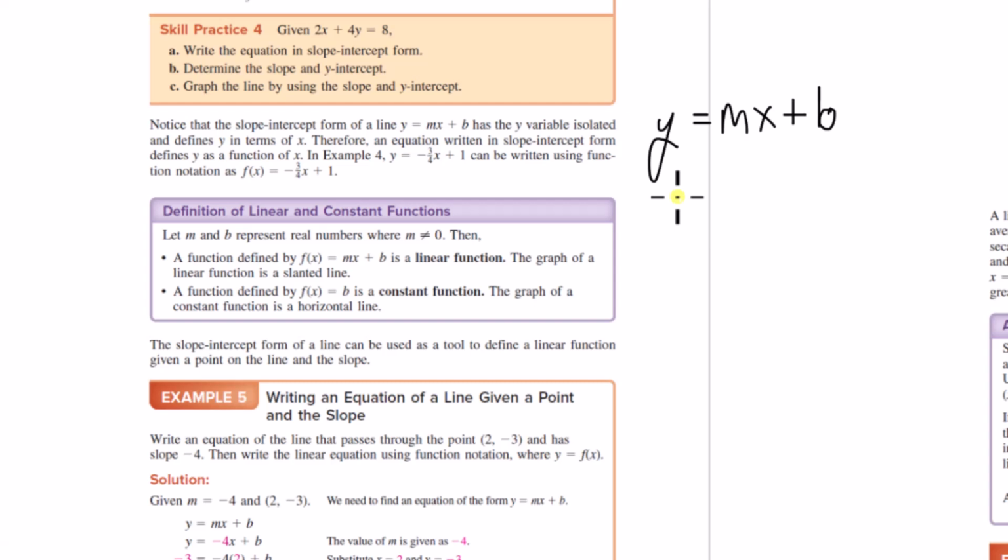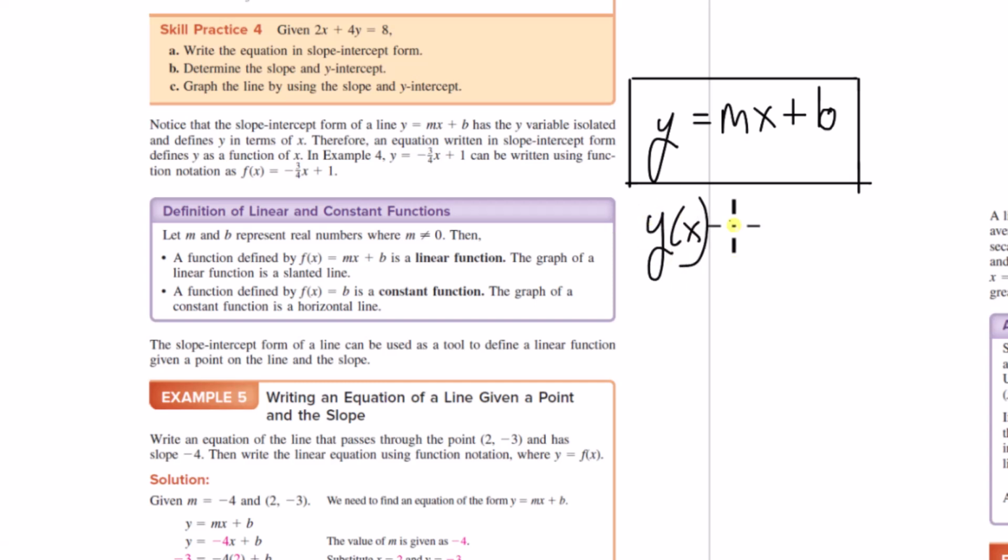So we can use this form to define the linear function. The linear function is, so we could say y of x or f of x is equal to mx plus b. So if you're ever wanting to model something linearly, if you think that there's a linear relation with, say, the cost of packages, whatever, you can use the linear function.